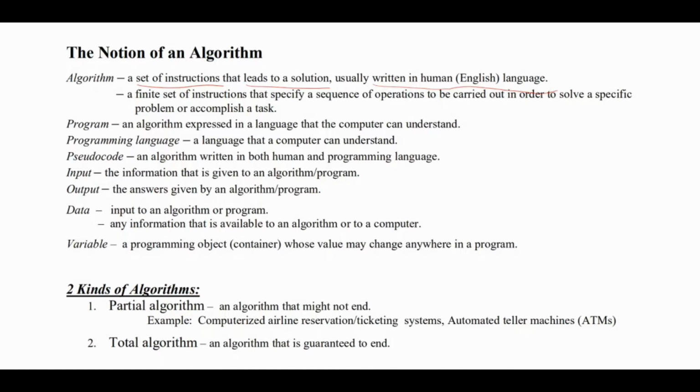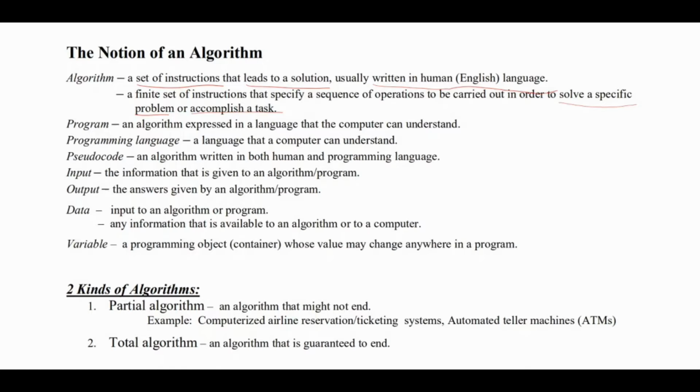And it is a finite set of instructions that specifies a sequence of operations to be carried out in order to solve a problem or accomplish a task. So an algorithm describes a step-by-step process, a set of instructions on how to solve the problem or perform a task. And it is usually written, as mentioned already, in any human language, but particularly English, the common human language.